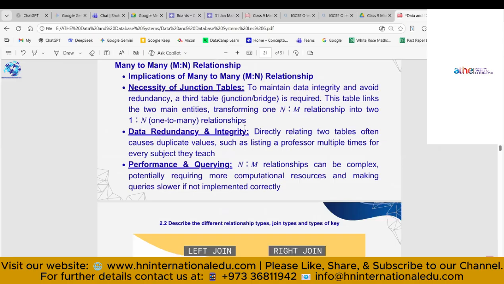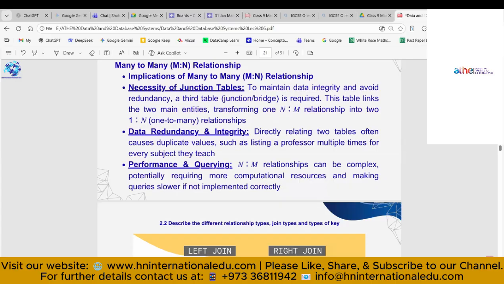Then data redundancy and integrity. Directly relating two tables often causes duplicate values, such as listing a professor multiple times for every subject they teach. This can cause a lot of issues, and obviously duplicate values. That is why we use the junction table, to avoid that.